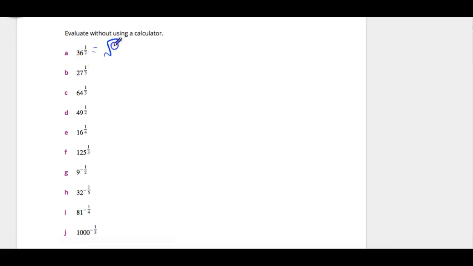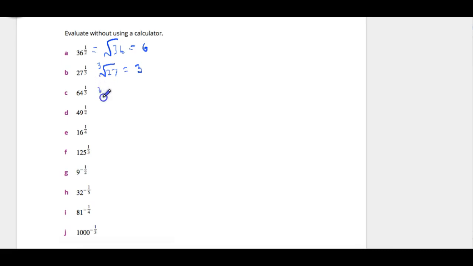So this one's the square root of 36. Basically you're asking what number when multiplied by itself gives you 36. It's 6. Now we're taking the cube root of 27. So we're basically asking what number multiplied by itself 3 times gives you 27. I know it's 3, so 3 times 3 times 3 gives you 27.